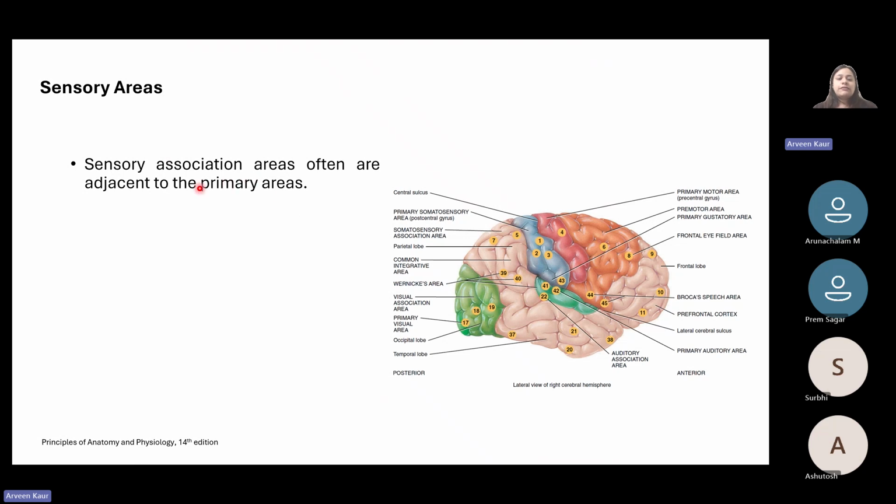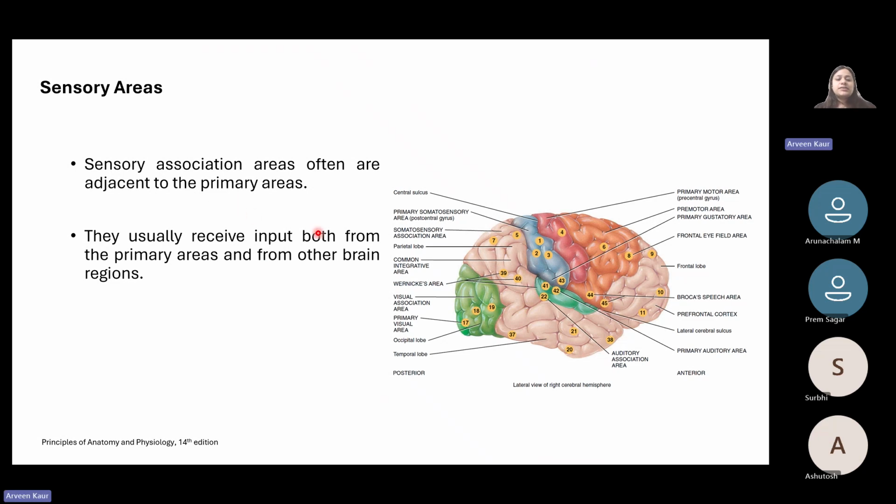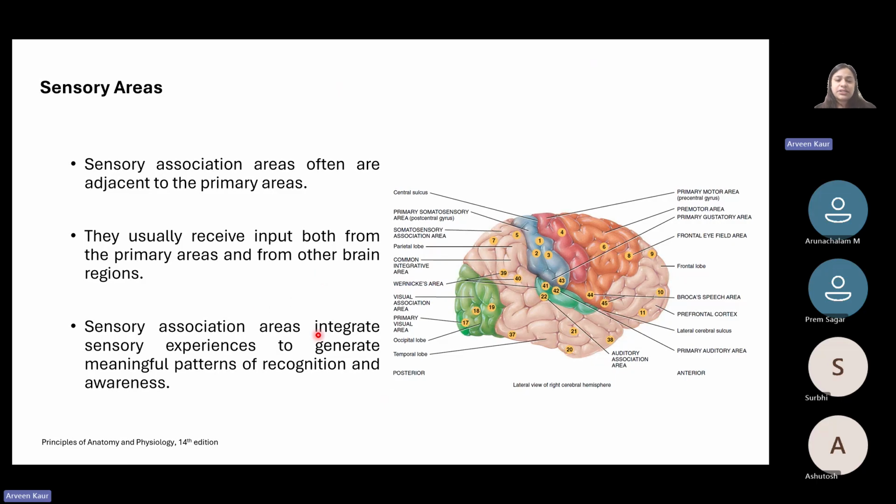Sensory association areas are often adjacent to the primary areas. So these are the primary areas, for instance, the primary somatosensory area, and this is the somatosensory association area just next to it. Similarly, the primary motor area and motor association area will also be somewhere close to it, right? Suppose this is the primary visual area and this is the visual association area. So it is close by generally, right? They usually receive input from the primary areas and from other brain regions as well. Sensory association areas integrate sensory experiences to generate meaningful patterns of recognition and awareness.